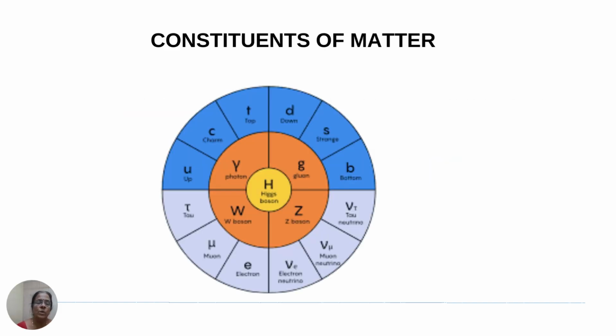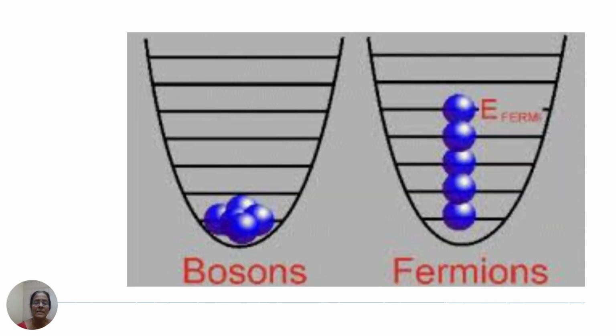And the standard model consists of 12 particles, which is shown in the diagram. The outer disk, blue disk, shows 12 particles, 12 fermions interacting with 4 bosons, which are shown in the inner disk, orange color disk, and finally held together by Higgs boson. And all particles in nature belong to either of the two categories, fermions or bosons.